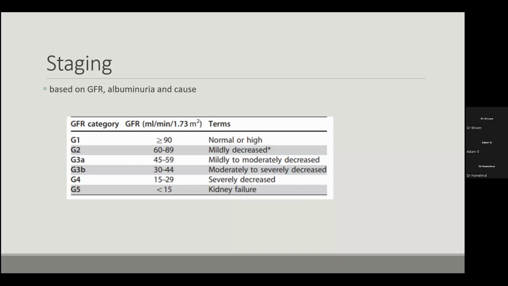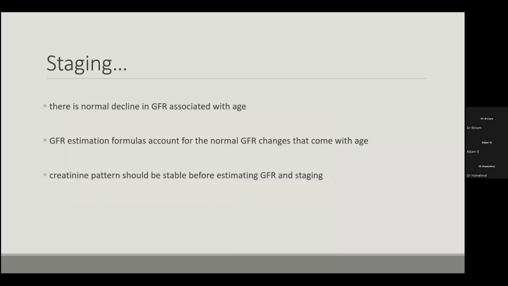So this number is very important, but we have to note that we have to see patterns of creatinine and stable creatinine before determining the level or before staging. Normal decline in GFR associated with age should be considered when staging CKD, and the modern estimation formulas, which are easily accessible online and on applications, have modifications that account for this decline with age. Creatinines should be stable before estimating GFR, and for staging you have to see 3 or 4 creatinines. The more creatinines you do, the more reliable GFR estimation becomes.